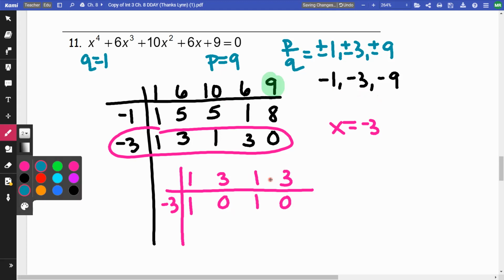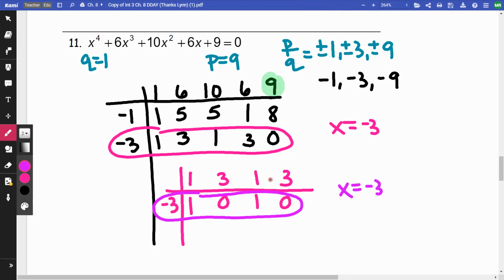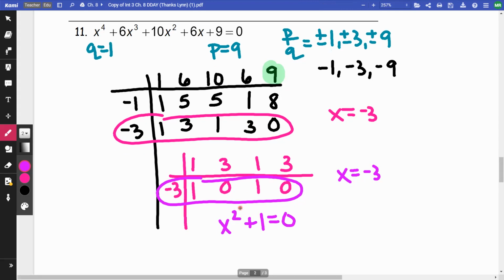So now I have another 0, another -3. And what started as a degree 4 came down to a degree 3. When I took my degree 3, now this is going to be down to a degree 2. So I can solve this. This is going to be x squared plus 1 equals 0. And I'm going to subtract 1. And then when I take the square root, I'm going to get a positive and negative. And when I take the square root of a negative, I get i. So I have x is equal to plus or minus i.